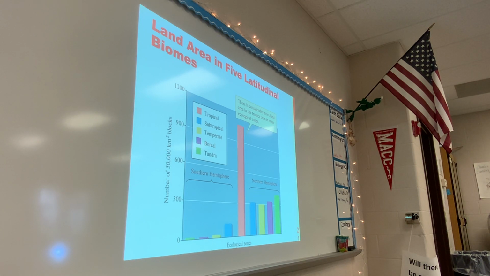This shows the biomes: southern hemisphere, northern hemisphere, and then the tropics. There's considerably more land area in the tropics than any other ecological zone. So just in general, there is more space available in the tropical region for organisms to live. Northern hemisphere has a bit too. Tropical has the most. Southern hemisphere, not as much going for it.